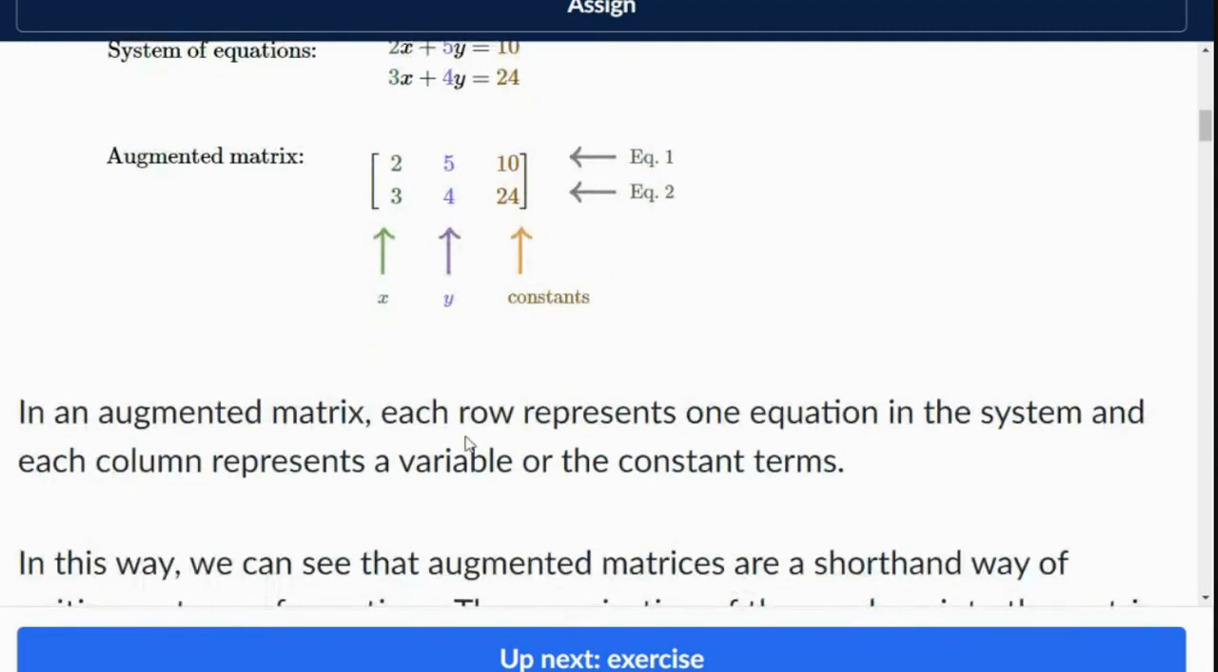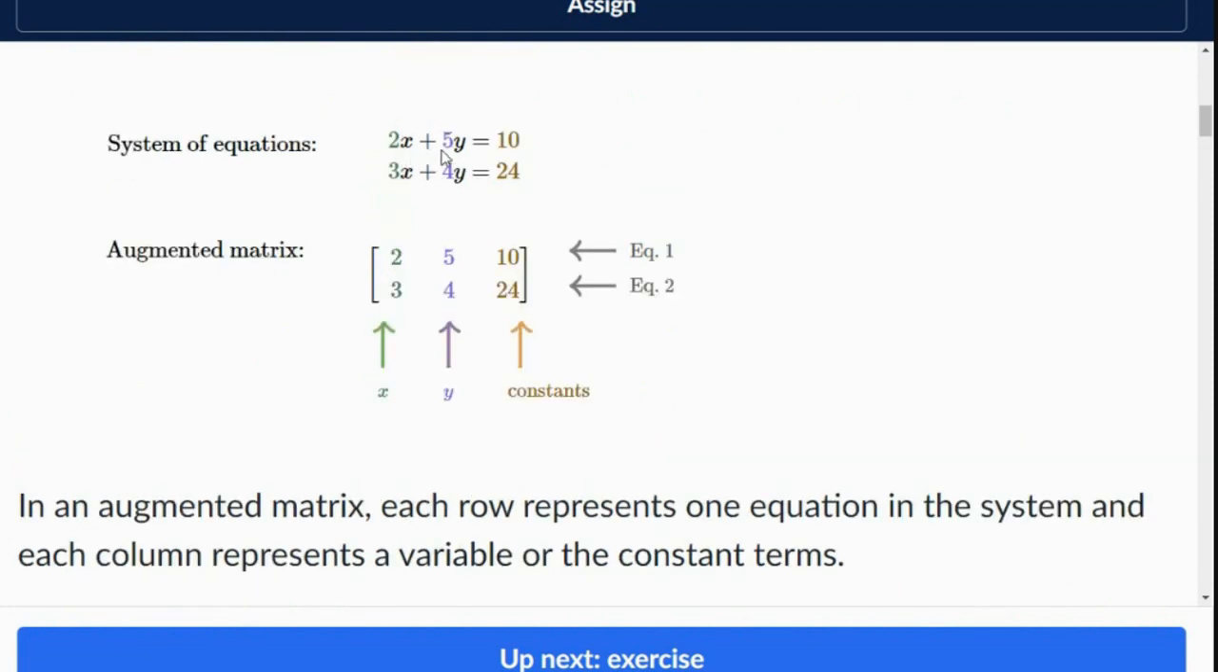So in an augmented matrix, each row represents one equation. See, the first row up here is the first equation: 2x plus 5y equals 10. And each column represents one of the variables or the constants that it equals.